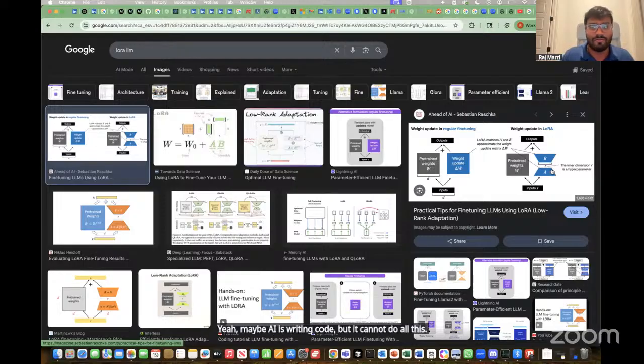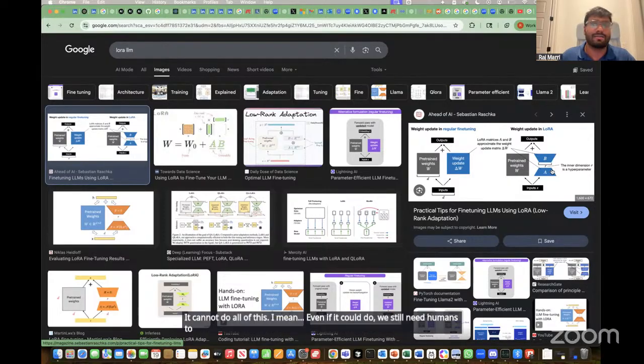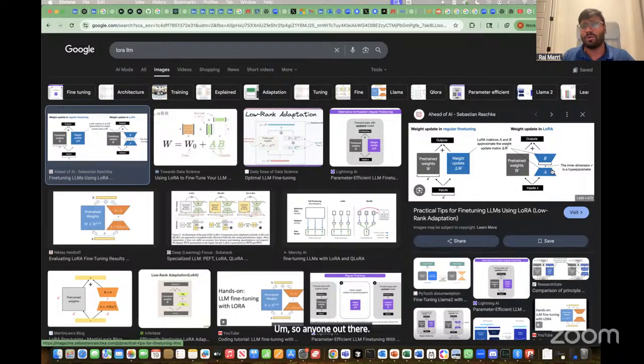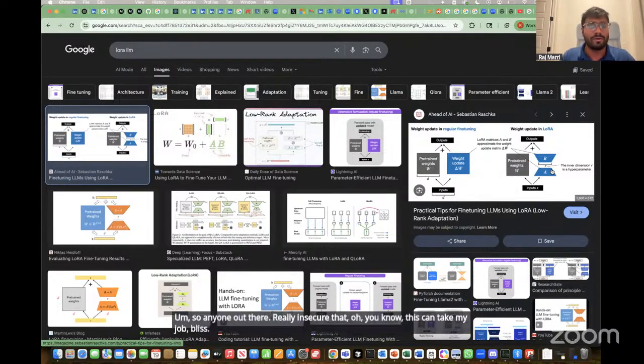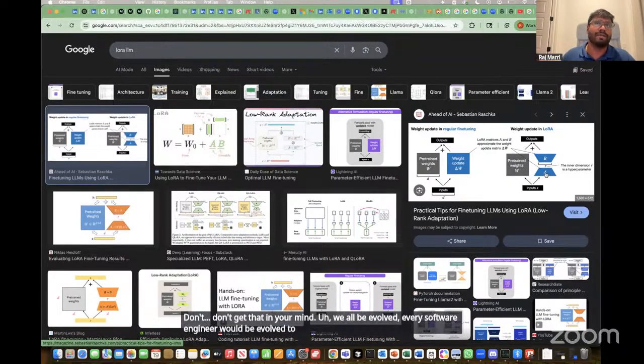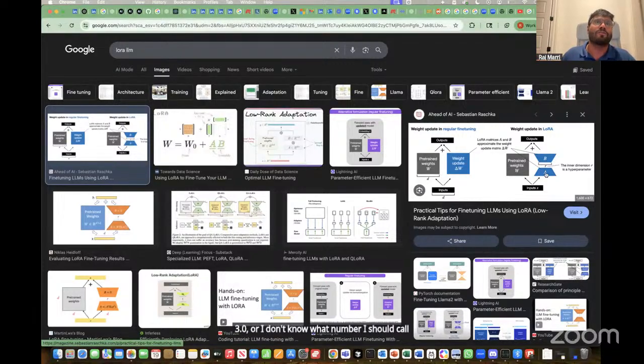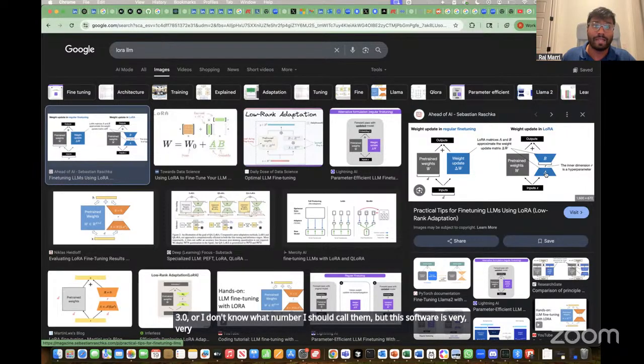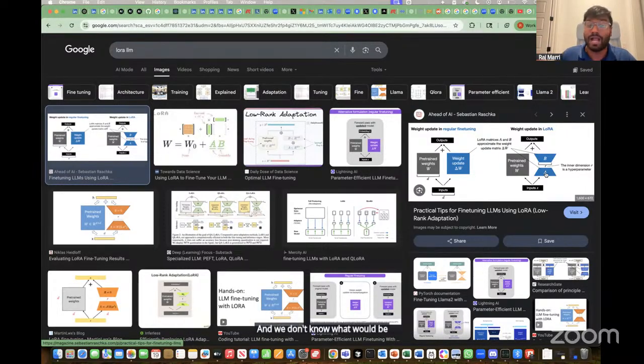It cannot do all of this. Even if it could, we still need humans to be there and check and validate and measure and create guardrails. There are so many things that we all need to be doing. So anyone out there feeling insecure that this can take my job, please don't get that in your mind. We will all evolve. Every software engineer will evolve to be building software 3.0, or I don't know what number I should call it, but this software is very, very non-deterministic and we don't know what the output would be. So we have to gauge it.